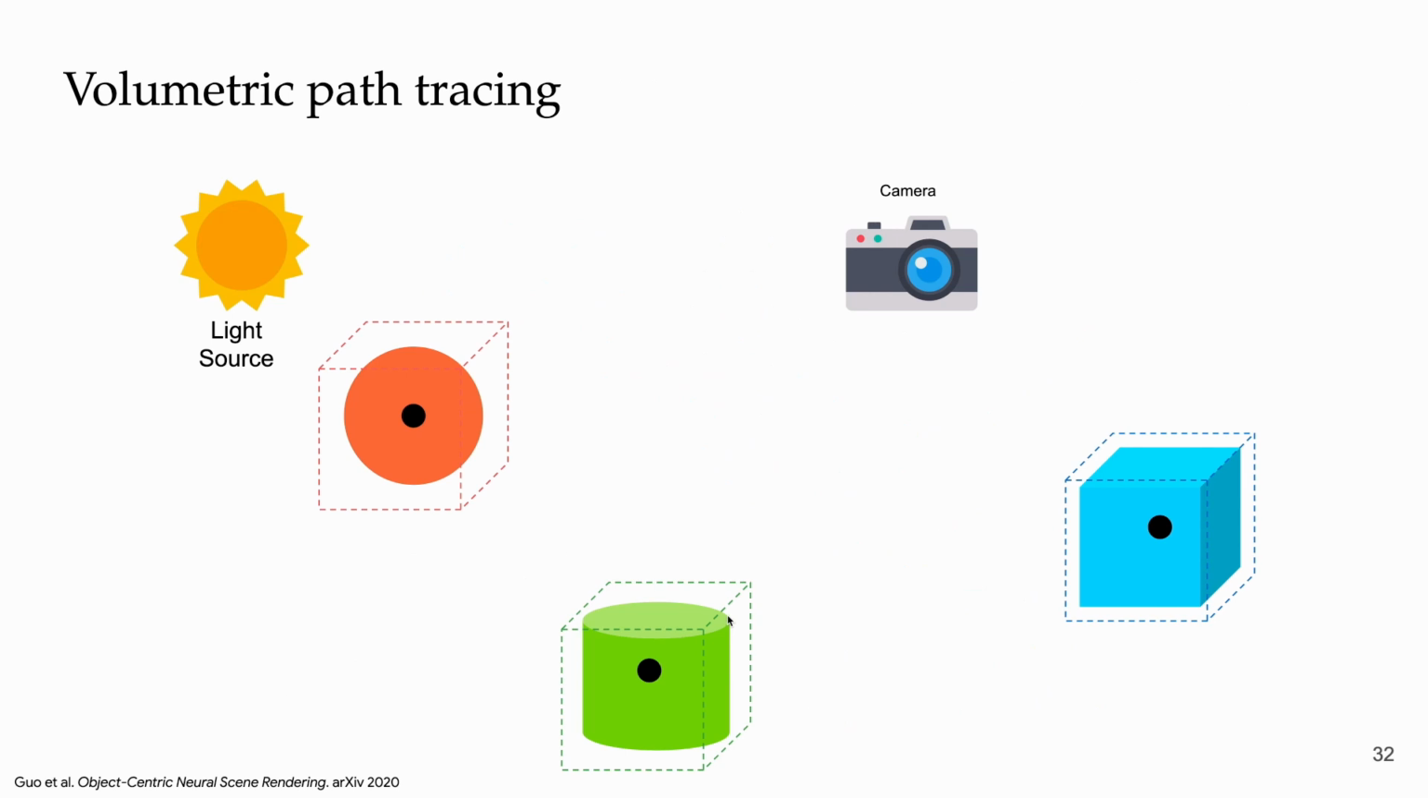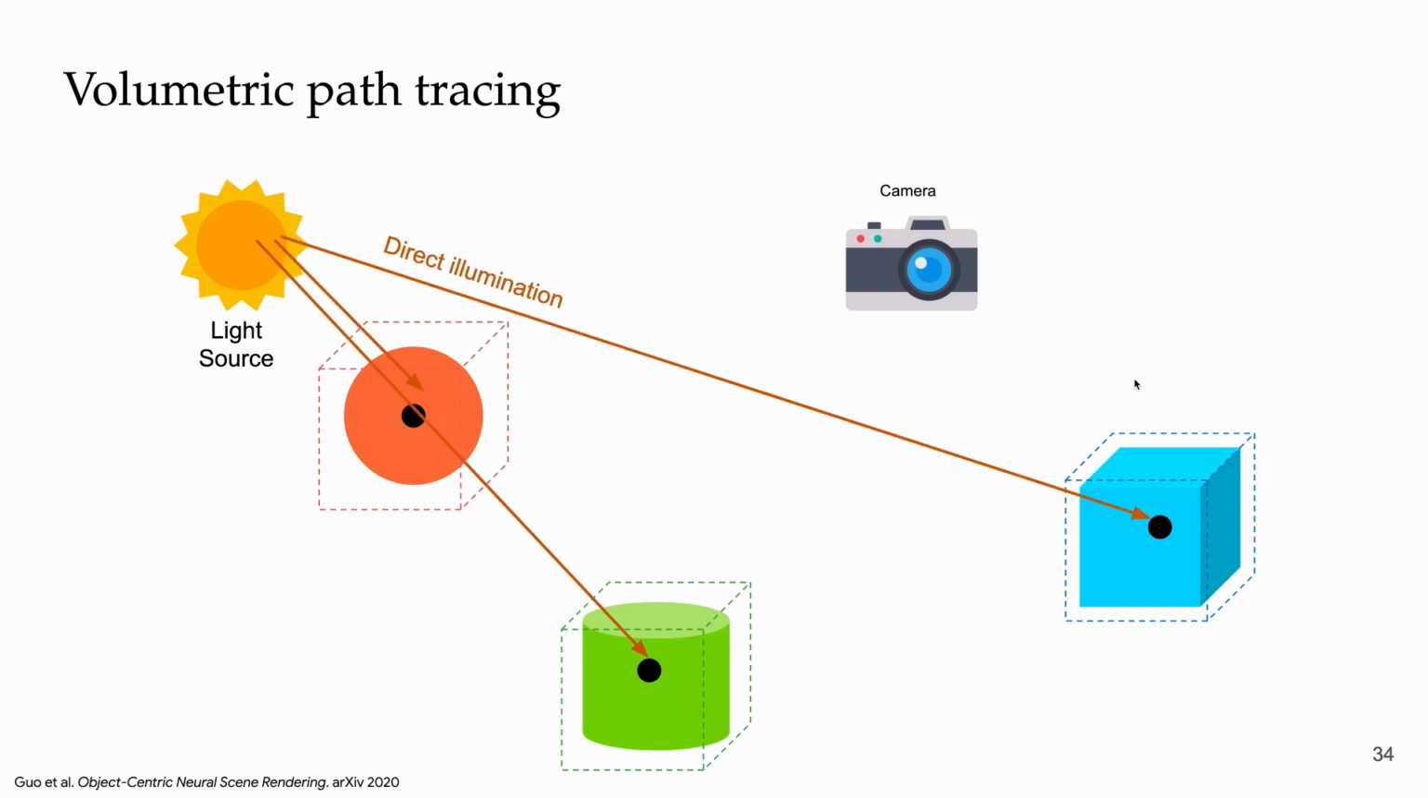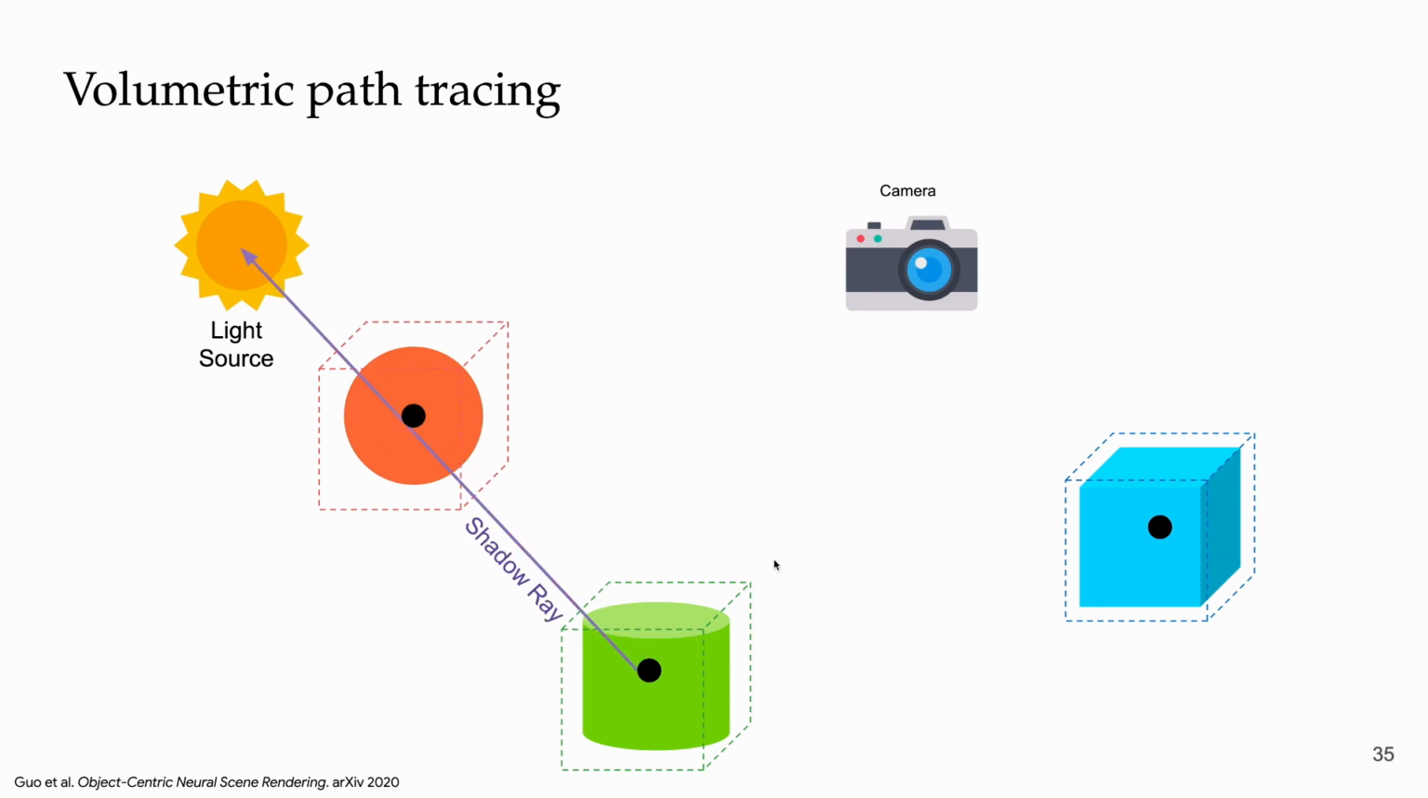And what this gives us is a method for volumetric path tracing. Given a camera with some primary rays, we can compute the radiance for those primary rays to obtain the final pixel values in the image we want to render. But how do we actually obtain the radiance of those individual primary rays? We have to consider different types of secondary rays, including direct illumination from light sources to objects in the scene, as well as shadow rays.